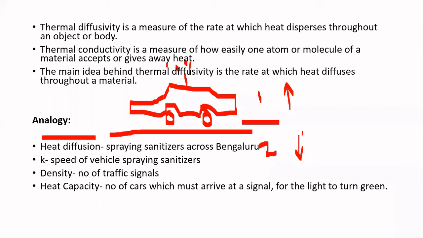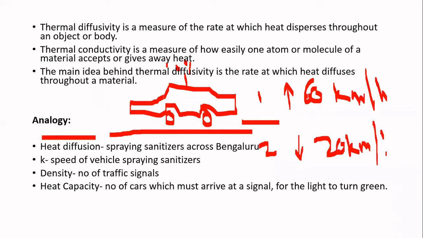See, in the first case, the speed of the vehicle is high. It means it can cover the entire city in a smaller duration of time. In the second case, the speed is slow. Here I'll write the speed. First case, the car is traveling at 60 kilometers per hour. Second case, it is traveling at 20 kilometers per hour. So in which case can it cover the entire city quickly? First case or second case?